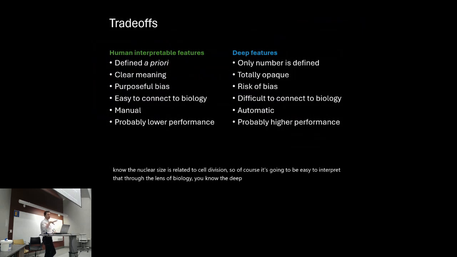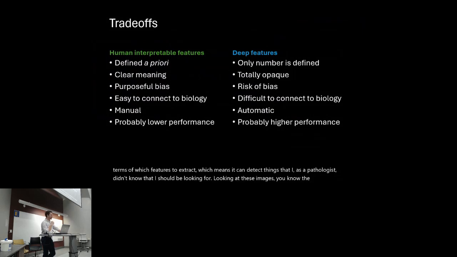The deep features are kind of the total opposite. We're not injecting any bias about these features ahead of time, only defining the number of features that we want the model to extract. You're sort of doing this trade-off between bias, let's say. We're not biasing the model in terms of which features to extract, which means it can detect things that I, as a pathologist, didn't know that I should be looking for in these images.